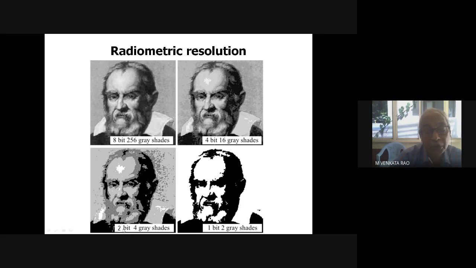If you go with 2 bits, you get 4 gray levels. 4 bits means 16 gray levels. 8 bits means 256 gray levels. Small variations you can see. So this is radiometric resolution. The higher the number of bits, the higher the radiometric resolution.